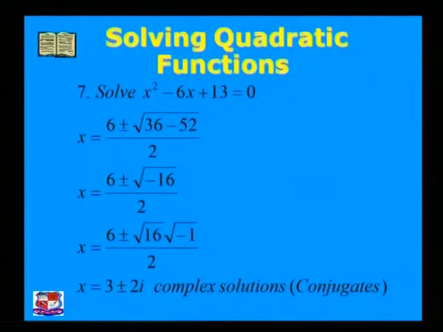Note that 3 plus 2i and 3 minus 2i are called conjugate complex numbers. So what is the idea of conjugate complex numbers? For any two complex numbers, if the real part and imaginary part are 3 and 2 but the sign differs from plus to minus, then these numbers are called conjugate complex numbers. So here 3 plus 2i and 3 minus 2i are the complex conjugate solutions of this quadratic equation.